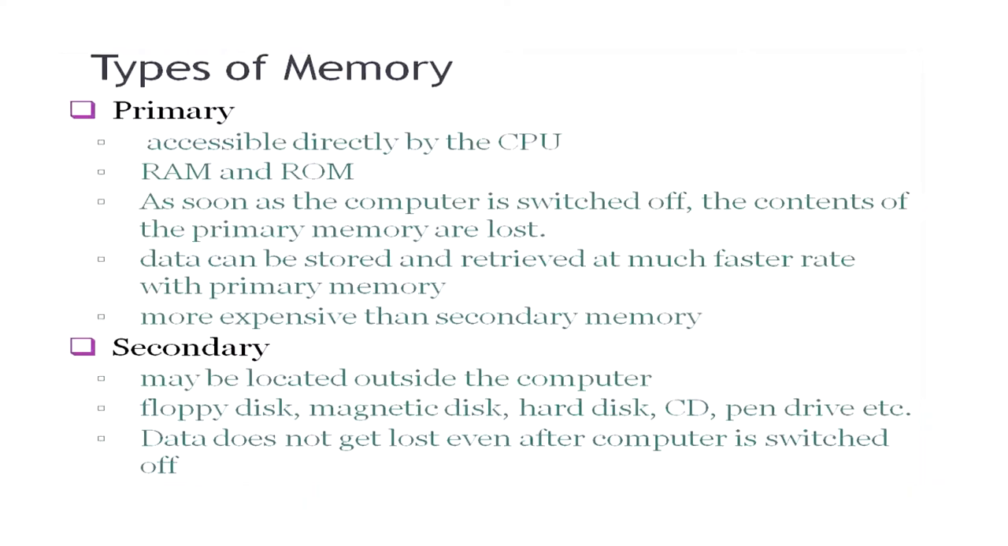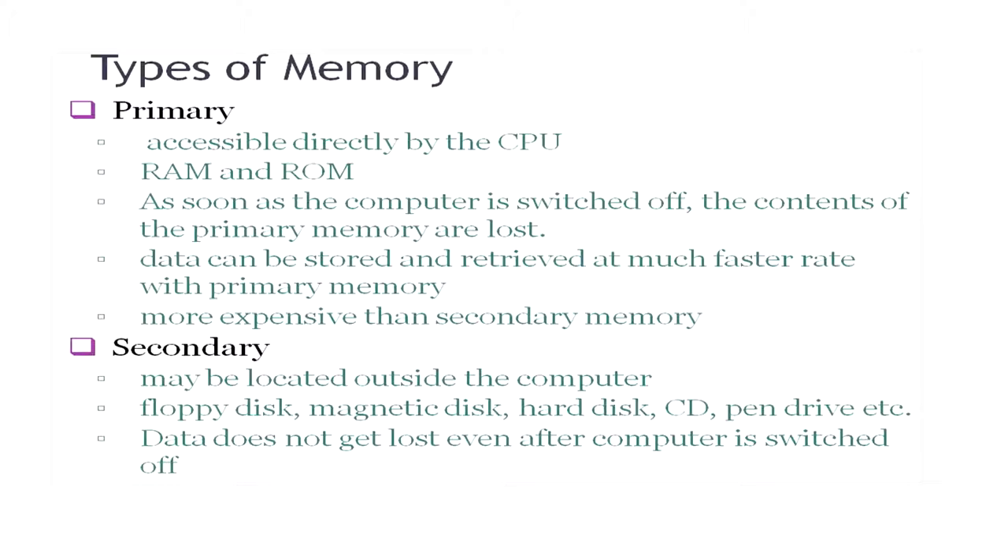So let's now extend our study to various types of memory. We have two types of memory, primary memory and secondary memory. Primary memory is accessible directly by the CPU. RAM and ROM are two types of primary memory. As soon as the computer is switched off, the contents of primary memory are lost. This is one of the major reasons why we moved on to secondary memory storage.